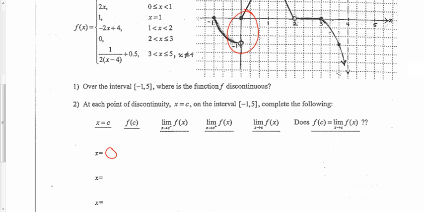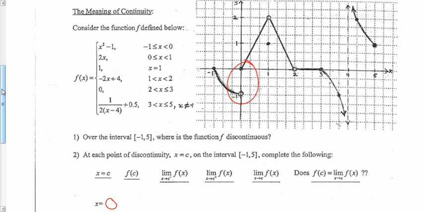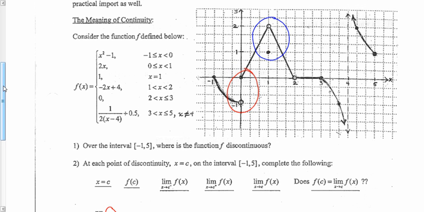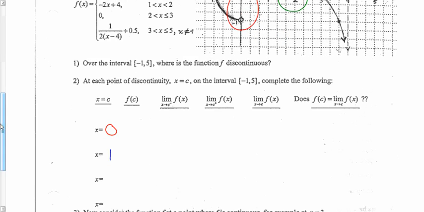The second one that we come to, again, as we look at the graph, moving from left to right, is that x is equal to 1. I'm going to enter that into number 2. Scrolling back up to look at the graph, the next discontinuity that we have is that x is equal to 2. There's a hole. I'm going to add that to number 2.